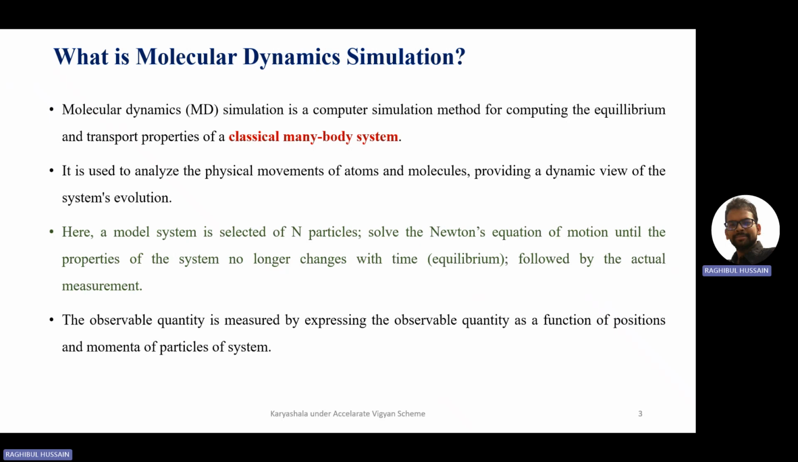So what is the next part? The system property no longer changes with time, followed by the actual measurement. The observable quantity is measured by expressing it as a function of position and momentum of the particles of the system. Basically, we will collect the trajectories and it is our duty to convert those trajectories into physically measurable quantities. At the end of this session, probably around 1 PM, we will see how to do it with the examples of viscosity, ionic conductivity, and diffusivity.